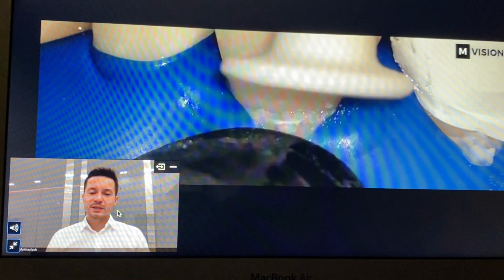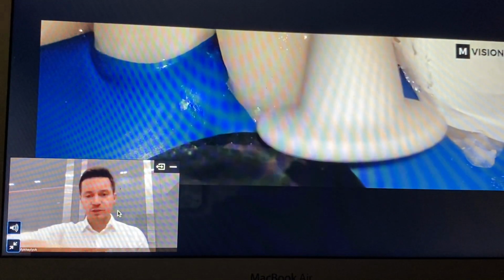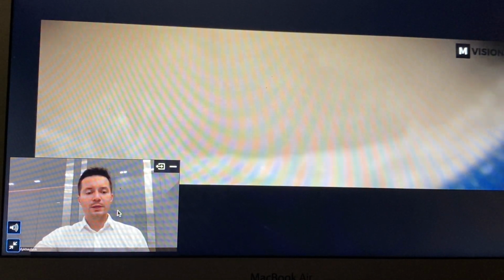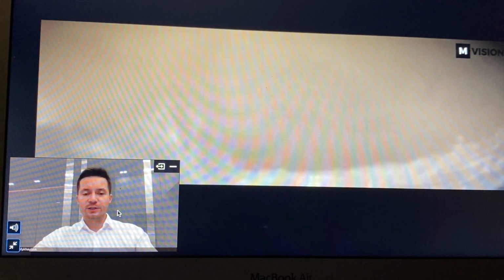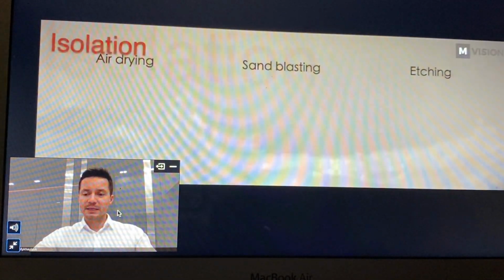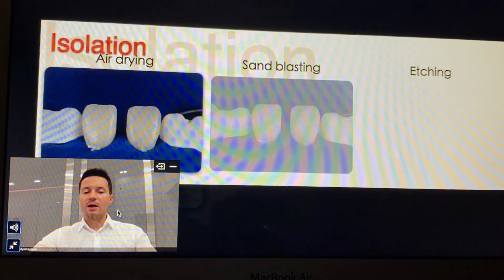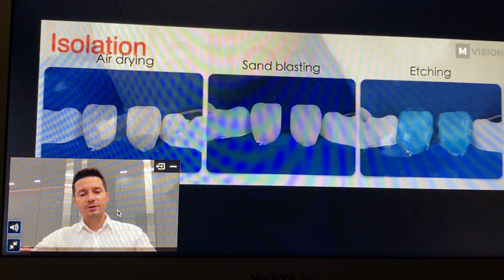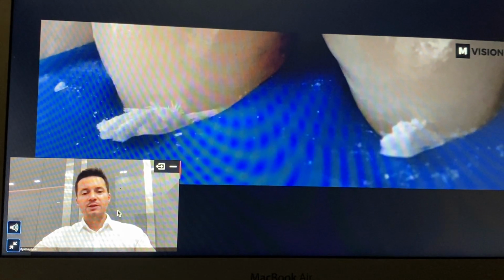After this, I'm using the silicone tips to polish this transition perfectly. And this is maximum magnification under the microscope. So what we did, as I said: first, isolation and air drying. Second step, sandblasting. And the third step, etching. After this, bonding and polishing. So here you can see the image of how the transition from the veneer to the tooth looks after final polishing.